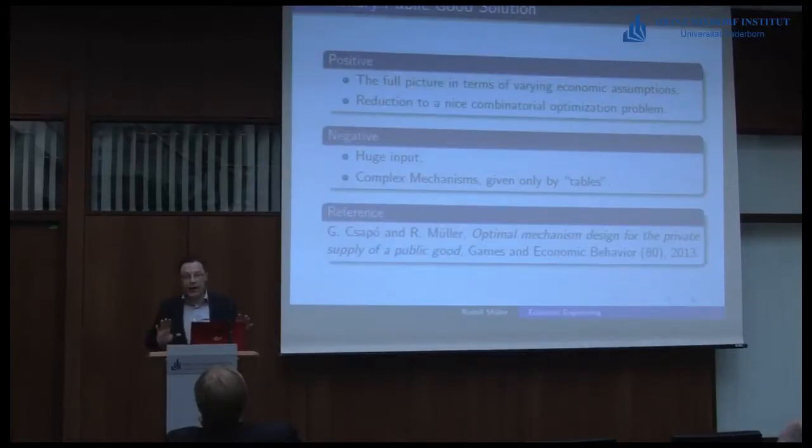So let's look back at what we achieved for the public good problem. We got the full picture in terms of varying economic requirements, assumptions, so Bayesian-Nash, interdependent types, and informational externalities, all that worked. We could reduce it to a very nice combinatorial optimization problem. If you would like to solve it, the input would be very big, so you get simply even for a fast combinatorial algorithm a problem. And the result of it is, in a sense, a complex mechanism.